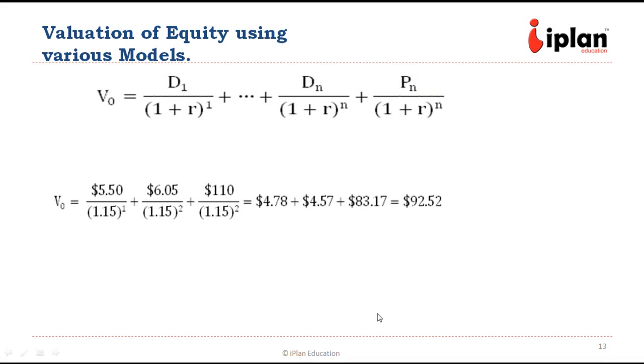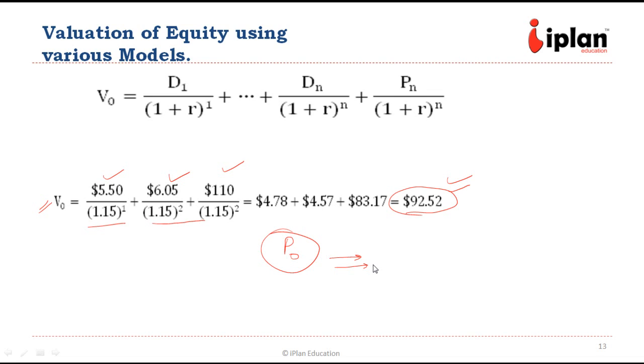So this is D1, this is D2 and this is P2. So we are discounting them appropriately and we get the value of $92.52. This is the value of the stock, and then we can compare it with the current price and then we can make a decision whether security is overvalued, undervalued or fairly valued. So this was about the dividend discount model.